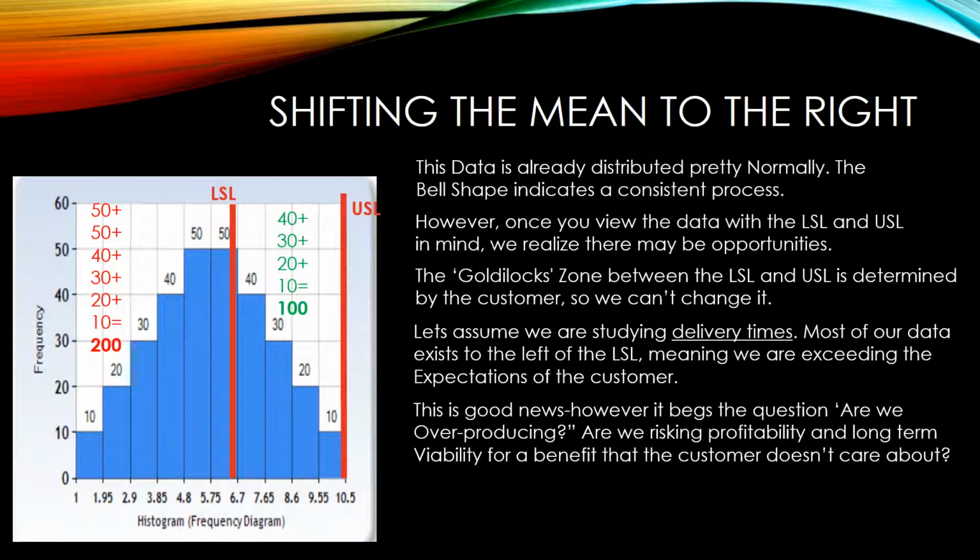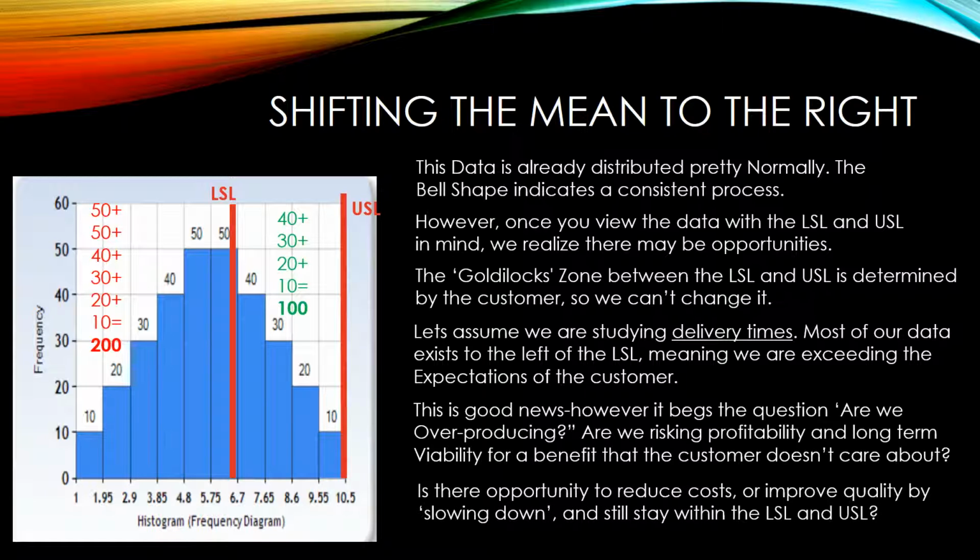In this case, they were okay waiting up to, it looks like, 6.7 days, and we're doing a lot under that. Are we making sacrifices we don't need to make? Is there an opportunity to reduce costs in labor or just improve general quality by slowing down and taking our time a little bit, but still staying within the LSL and USL?